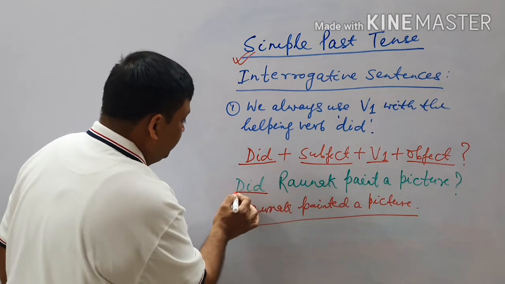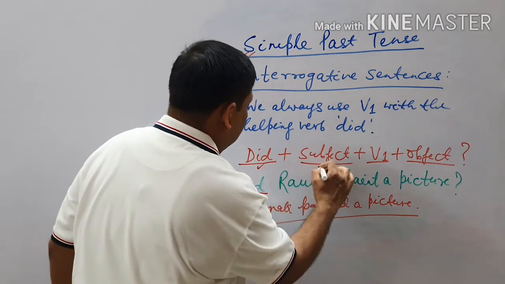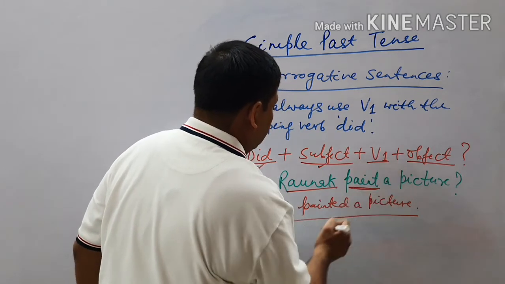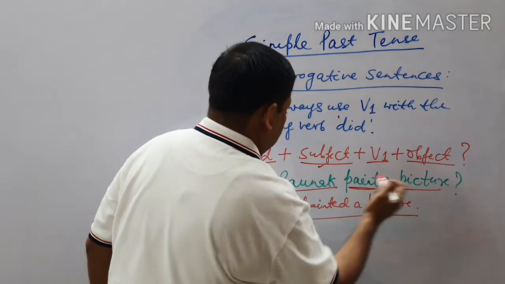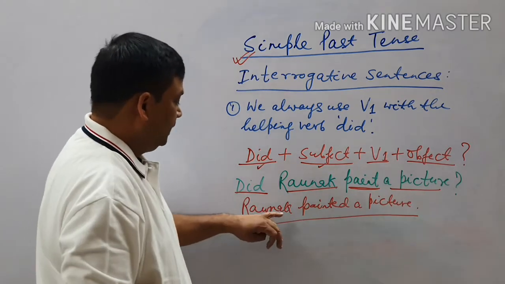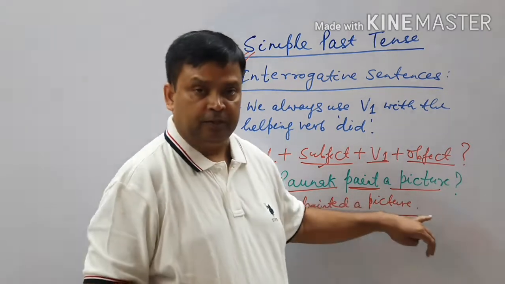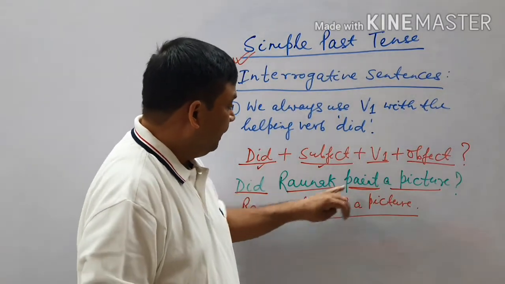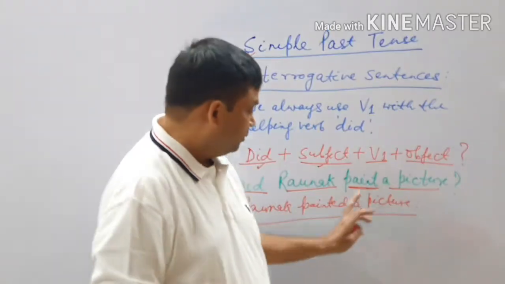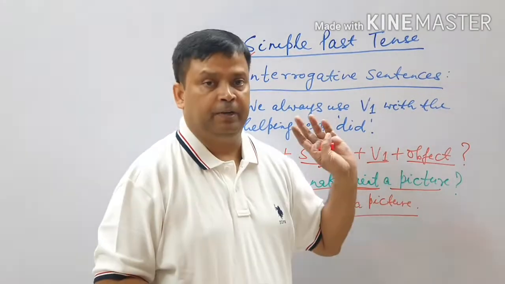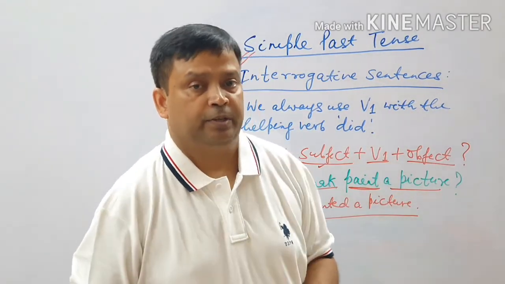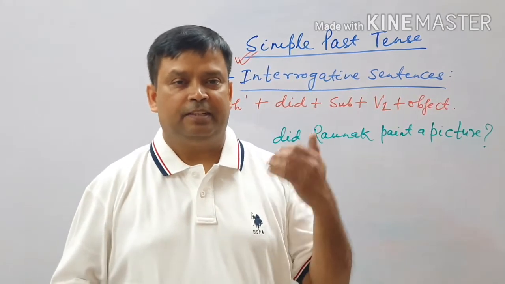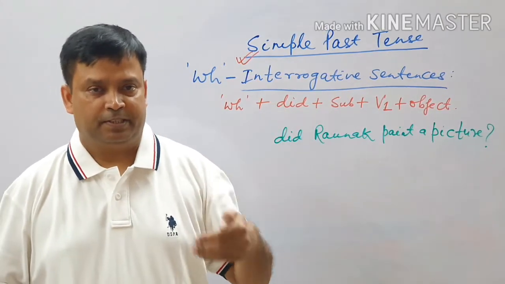This did is the helping verb, and then the subject is Ronak, and then paint. Paint is the first form of the verb, and then the object is a picture. Remember, in affirmative we have Ronak painted a picture, but once you change it into interrogative, it becomes did Ronak paint a picture. That means this V2 will change into V1. So this is about interrogative sentences in simple past. This is the last in the category of simple past tense.